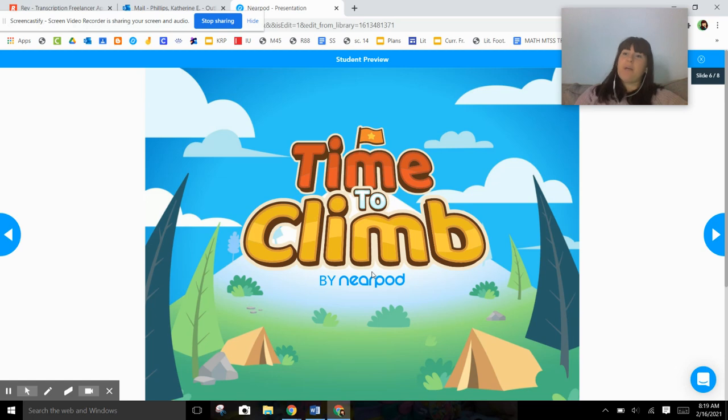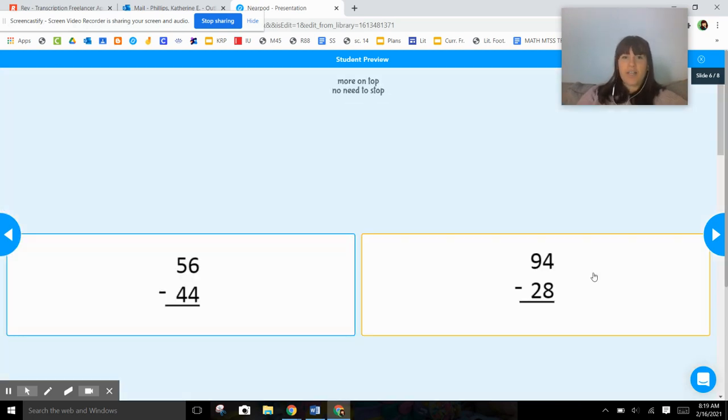All right, so next is time to climb. So you compete with other kiddos in your classroom. All right, so you're going to say is more on top, no need to stop. So which one of these equations has more on the top? So you're going to look at that first spot. So it looks like 6 and 4. So there's definitely more on top over here. Whereas 4 and 8, 4 is definitely not the bigger. There's definitely more on the floor. So more on top is definitely this one.